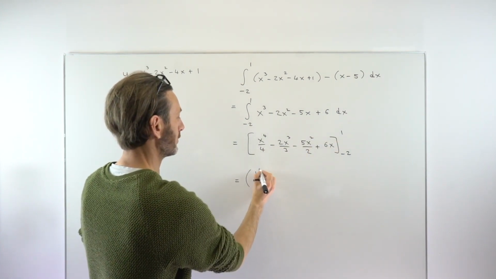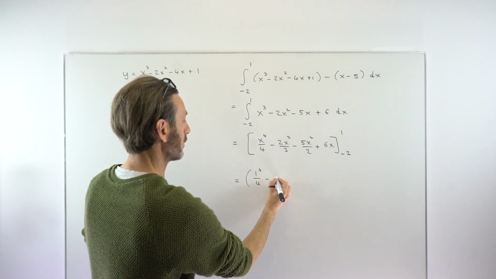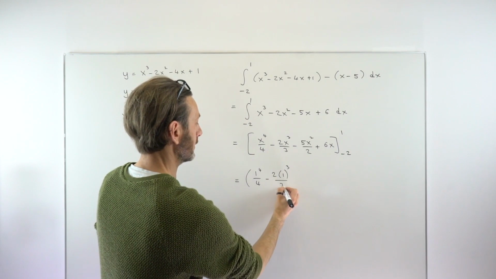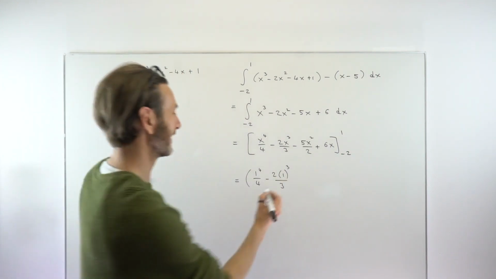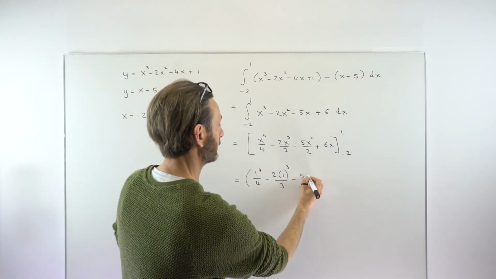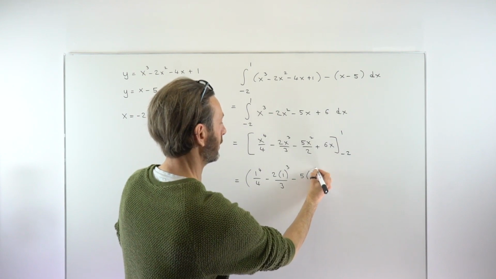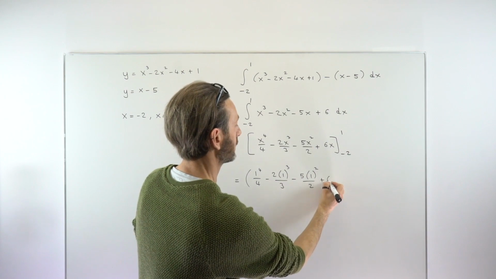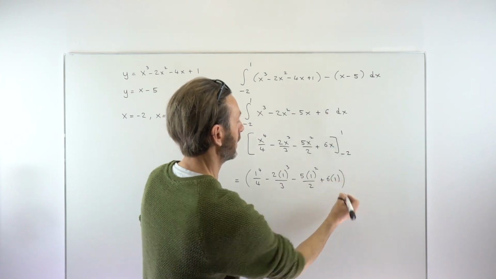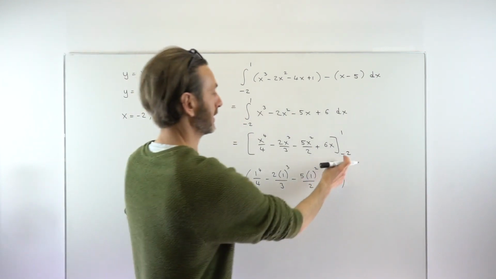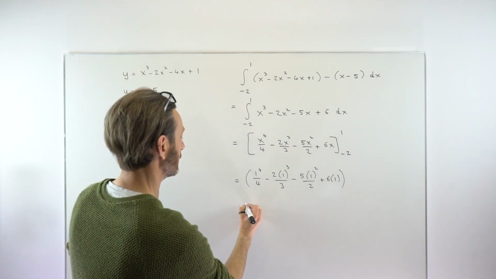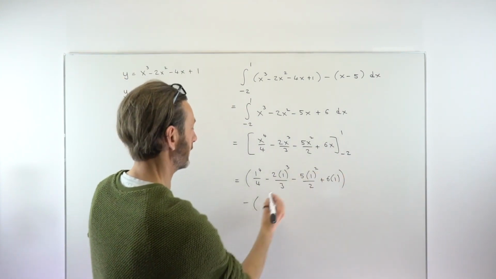So we're going to get 1 to the power of 4 over 4. 2 times 1 to the power of 3 over 3. Probably don't really need a bracket there, to be honest. Minus 5 times 1 to the power of 2 over 2 plus 6 times 1. And then we're going to repeat that with the minus 2 limit subbed in. We've kind of run out of space there, so I'm just going to put it here. So I'll be subtracting from that the minus 2 subbed in.